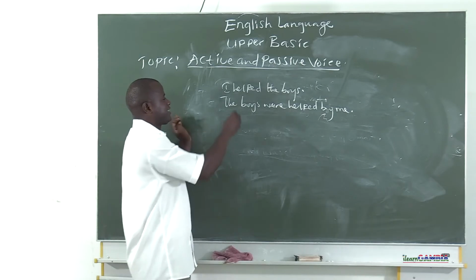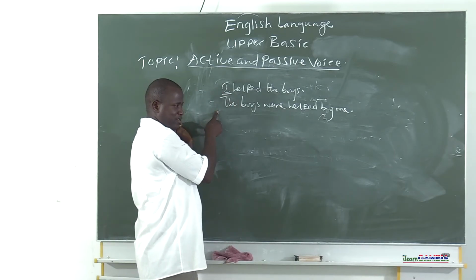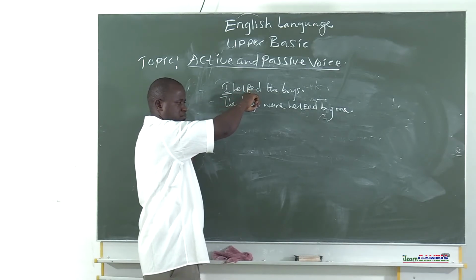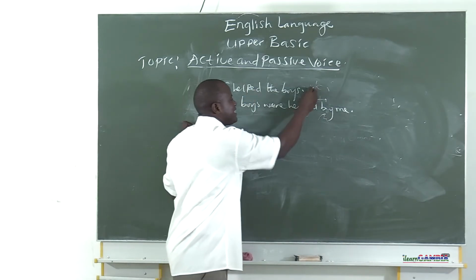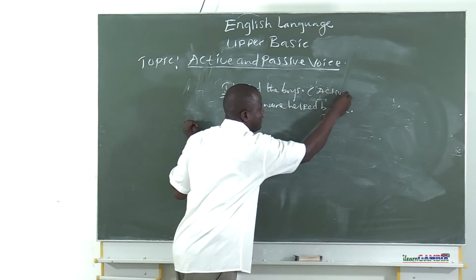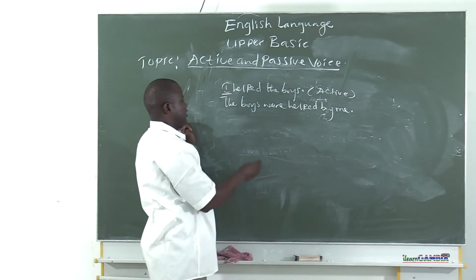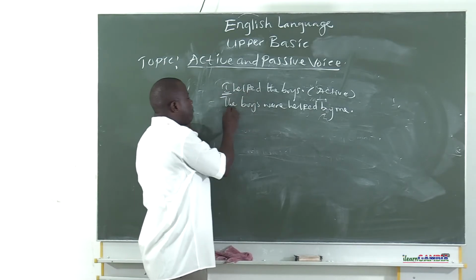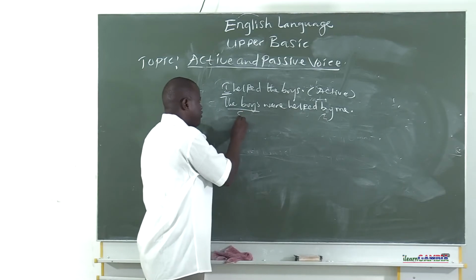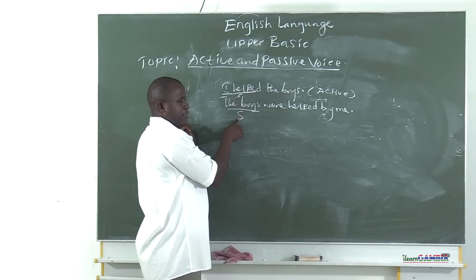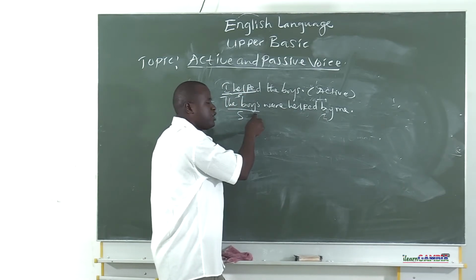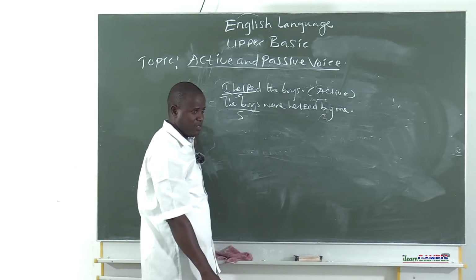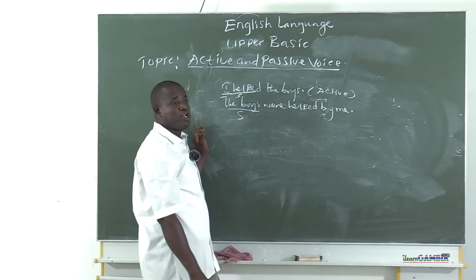So we move on. We look at this. This is the subject. It is the doer of the action. What is the action? Help. Because this is an active voice sentence, the subject always performs an action. The boys were helped. This is the subject. And here, the subject didn't do anything because it is in a passive voice. All right?